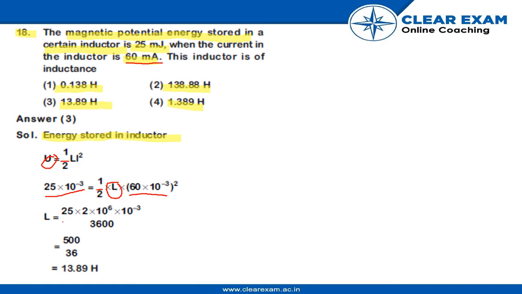After substituting the values, we can say that L is equal to 25 into 2 into 10 to the power 6 into 10 to the power minus 3 upon 3600, which will give us L equal to 500 upon 36, and in decimals it will be 13.89 henries. So the correct answer is option number 3, 13.89 henry.